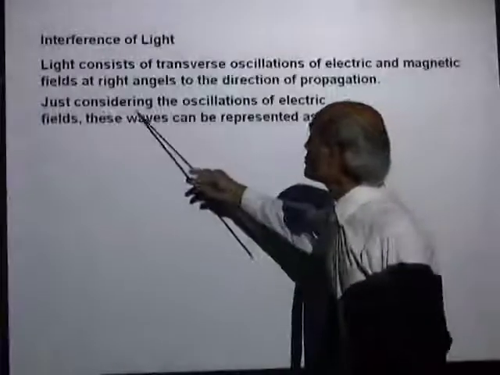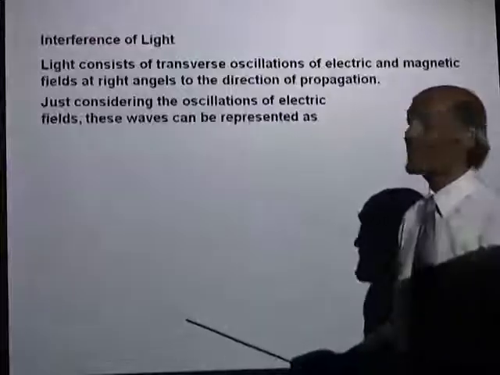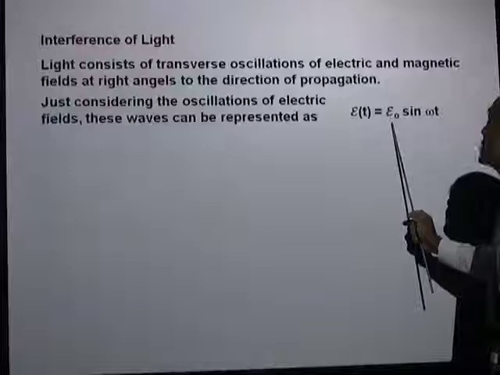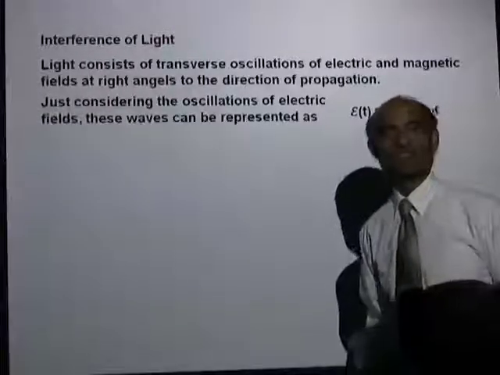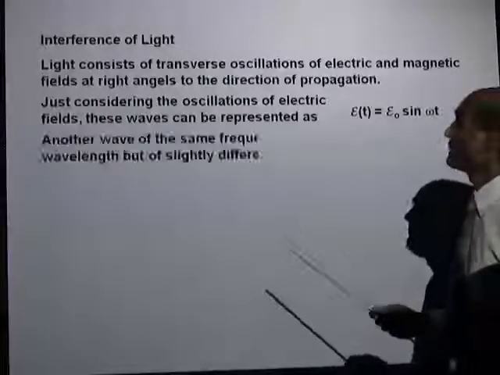Now, just considering the oscillations of electric fields, these waves can be represented as E of t is E0 sine omega t. We found that in the last lesson. This is how the electric field varies with time.